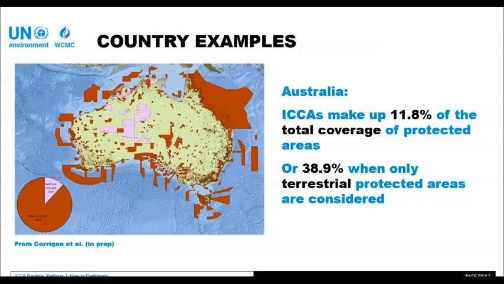The following three maps are examples of countries where we have fairly complete data. These maps were created using the World Database on Protected Areas and are taken from a paper that is currently in preparation. The first example is Australia, where ICCAs make up nearly 12% of the total area covered by protected areas. This figure rises to nearly 40% if marine protected areas are not included. ICCAs are shown in purple on this map.